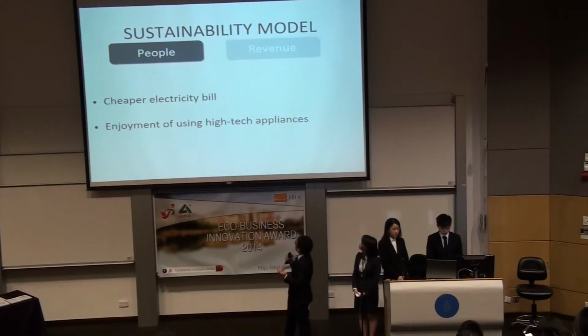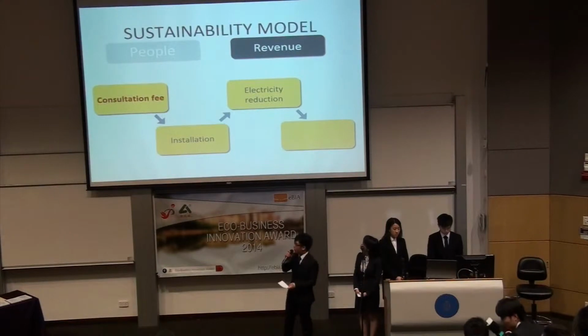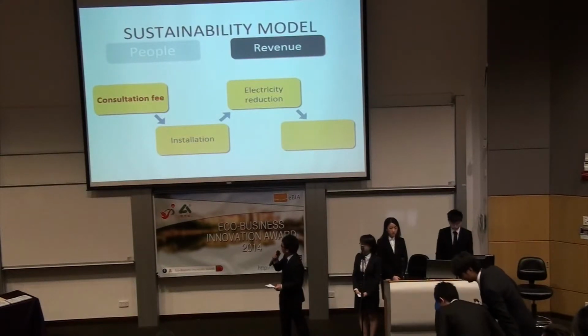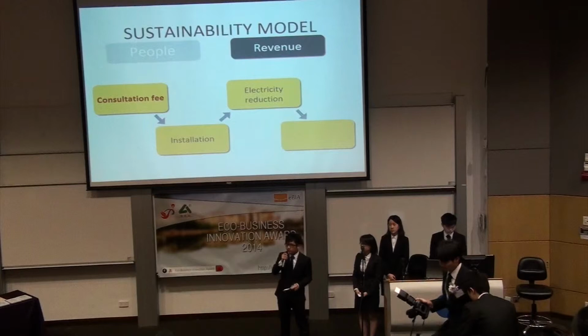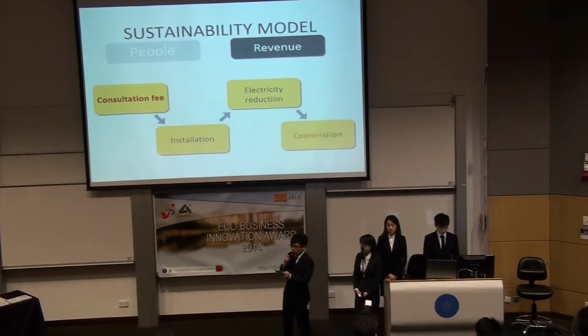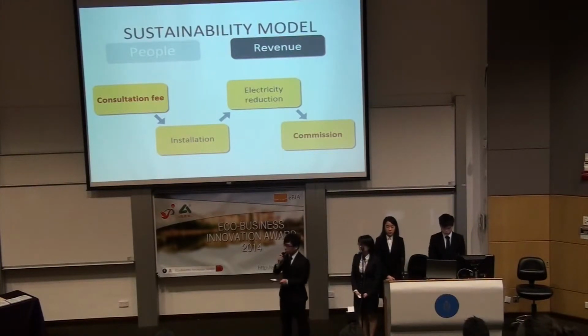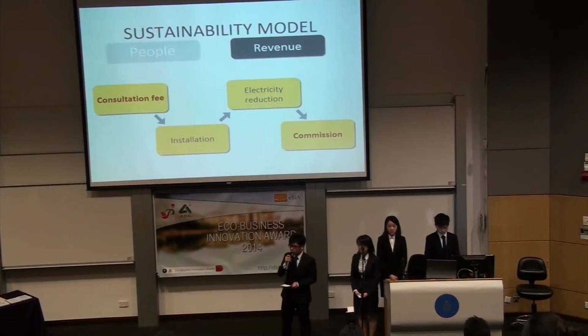And now we come to the revenue model. The first income will be the consultation fee from providing the ideas for the smart house. After the installation, we believe that we can help them to decrease the electricity bills. Then finally, the scheme will charge them a commission from part of the cost saved from the bills in the first few years.